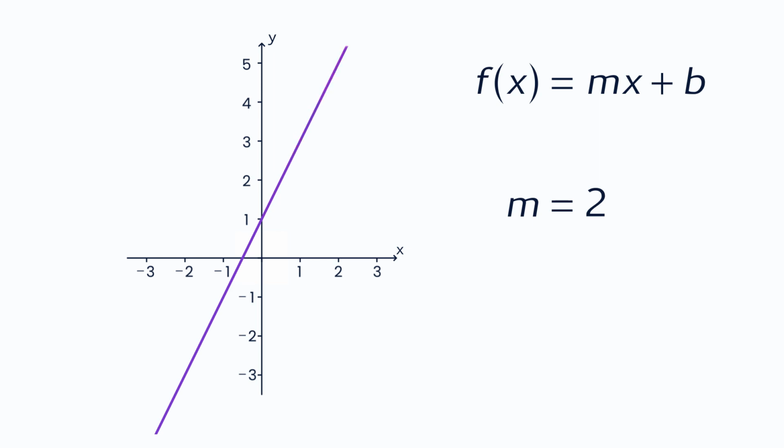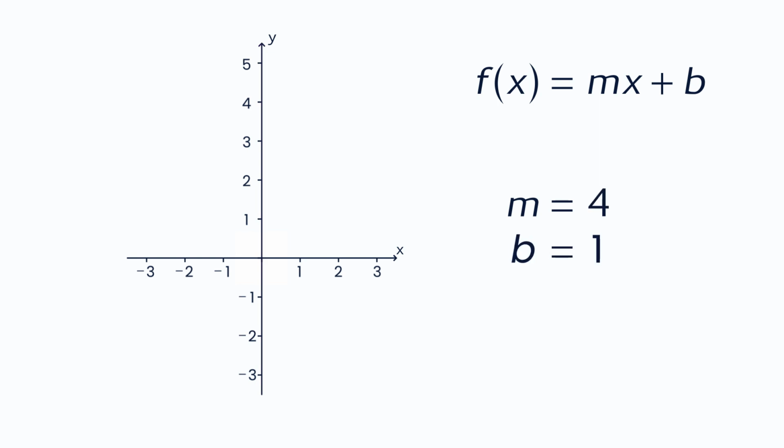M being equal to 2 tells you that for each increase of 1 in the value of x, the function increases by 2. Recall that the positive direction on the x-axis is to the right, and the positive direction on the y-axis is upward.